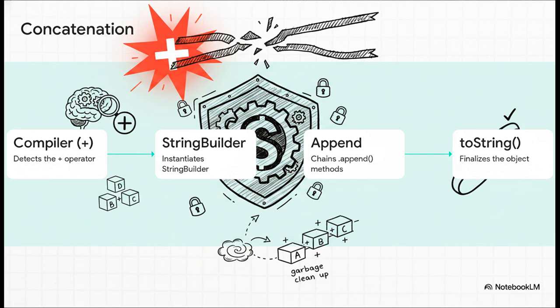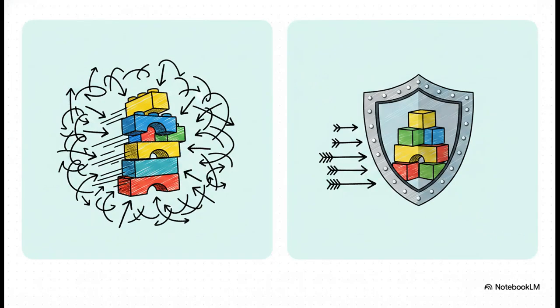Since strings are immutable, adding two together should create a third garbage string. But instead, the compiler intercepts that plus sign, instantiates a highly optimized string builder behind the scenes, chains a bunch of append methods, and then finally calls toString at the end. Here's the catch. The compiler isn't smart enough to do this optimally if you're inside a loop. For loops, you really need to manually use string builder so you don't generate thousands of garbage objects.